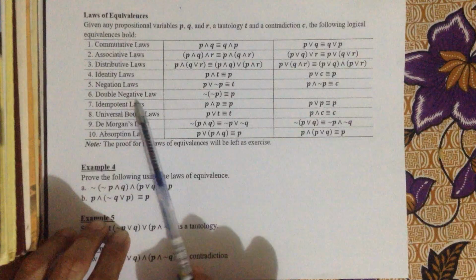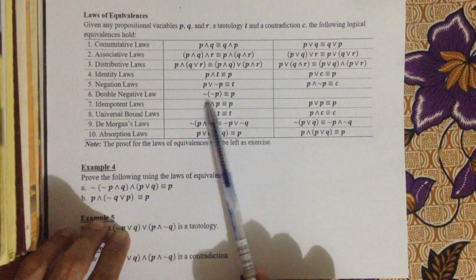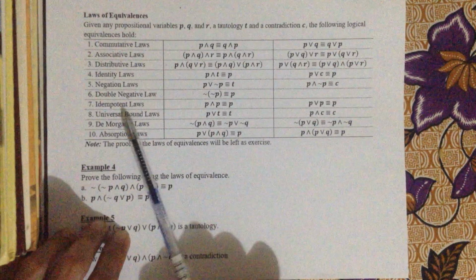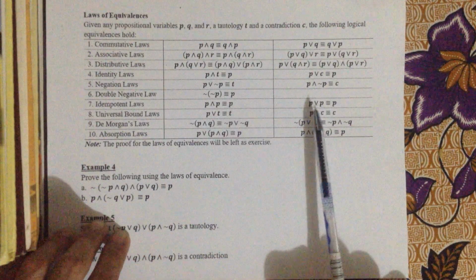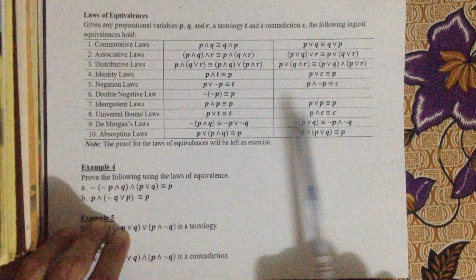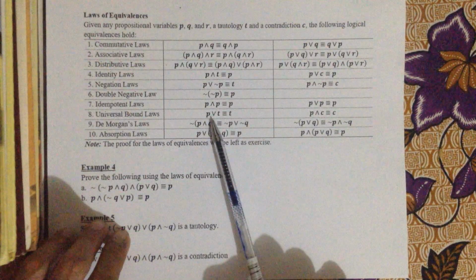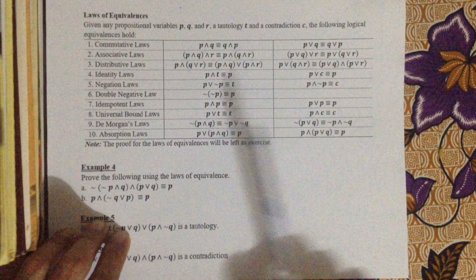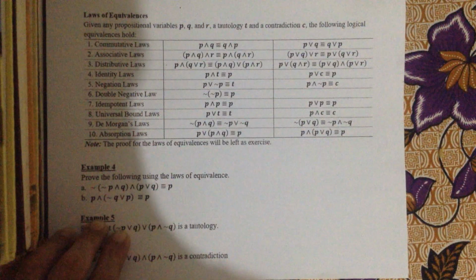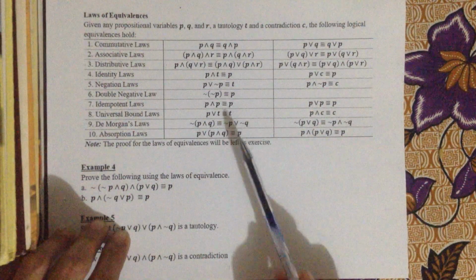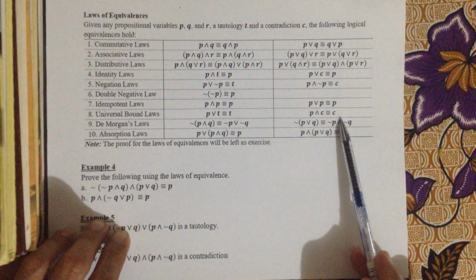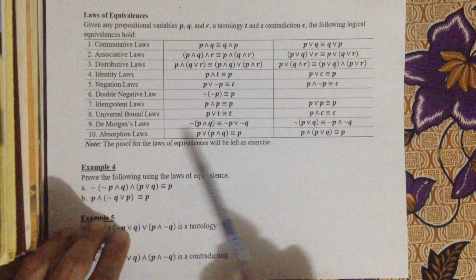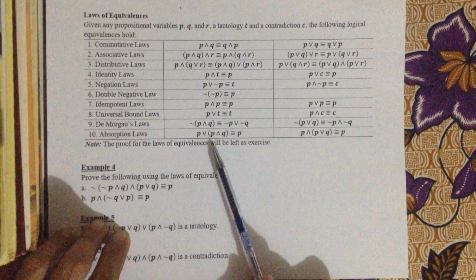The double negative law says that the negation of the negation of P is always P. Idempotent law says that P and P is P, while P or P is also P. Universal bound law says that P or T is equivalent to T, while P and a contradiction is equivalent to a contradiction. And then the absorption law.